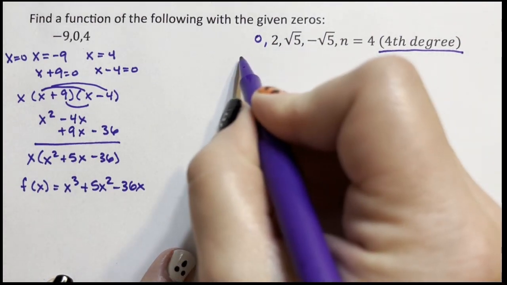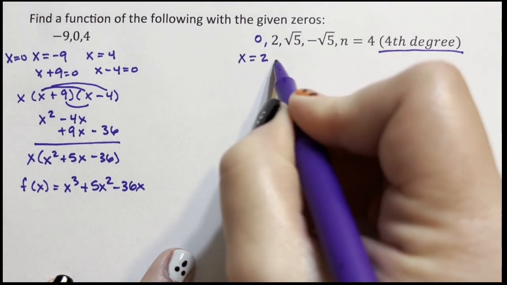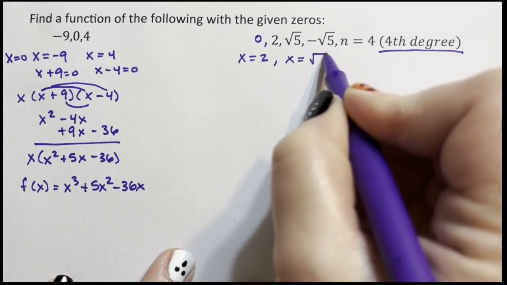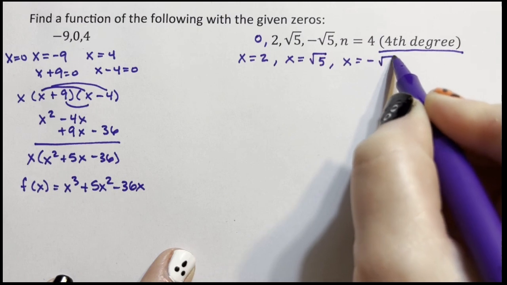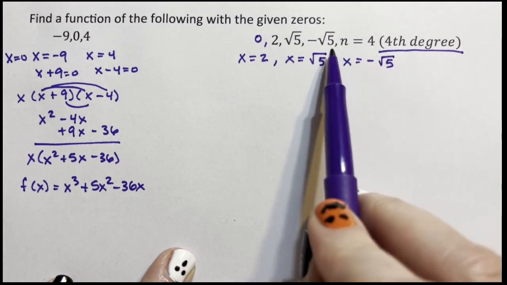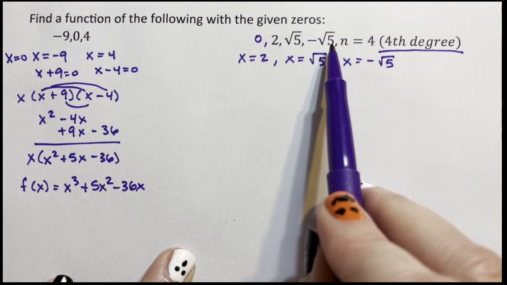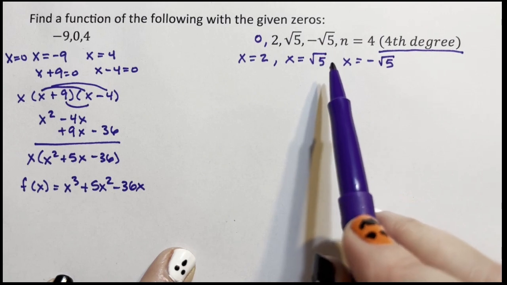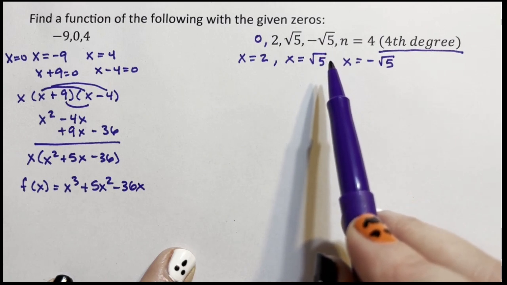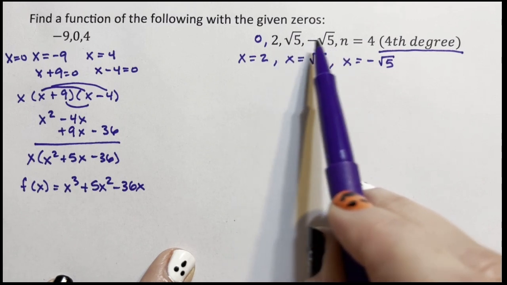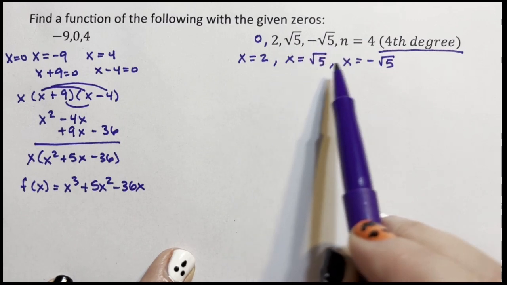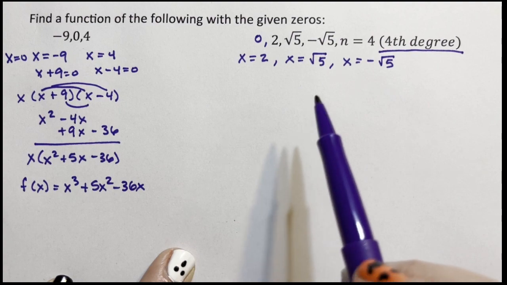What's given to us is x equaling 2, x equaling the square root of 5, and x equaling negative the square root of 5. In all honesty, anytime you have a square root 0, or later on an imaginary, a complex 0, they always come in these pairs of a positive and a negative. And once we start solving this, you'll see why.